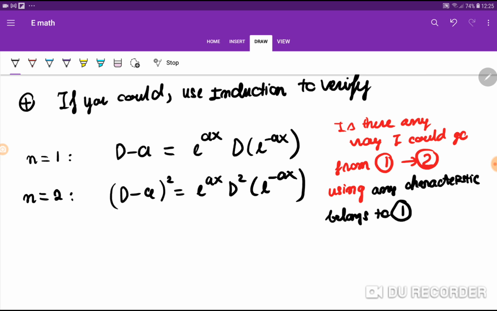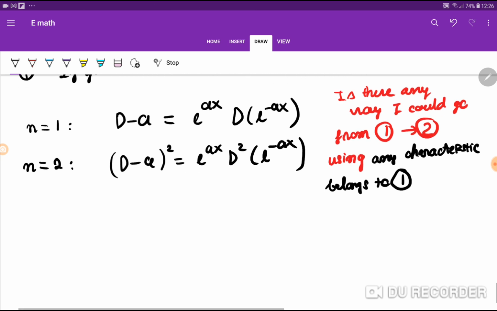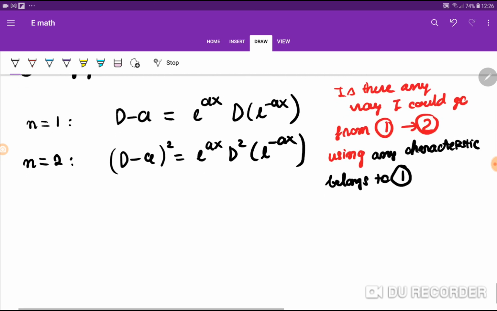What do I mean by that? It means that I will try to construct 2 using 1, and then later you see the pattern. I'm gonna construct 3 using 2, and if I can find any way it works, it means that I can use induction to prove this theorem. Okay, so let's start. Let's actually try to construct n equal 2 from n equal 1. So I'm trying to construct d minus a square. Okay, everything makes sense so far.